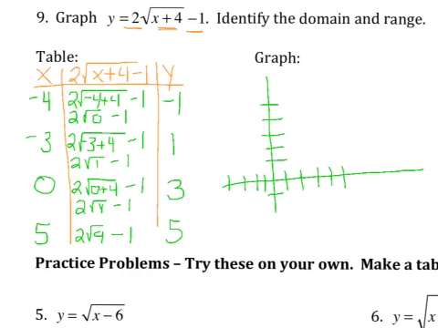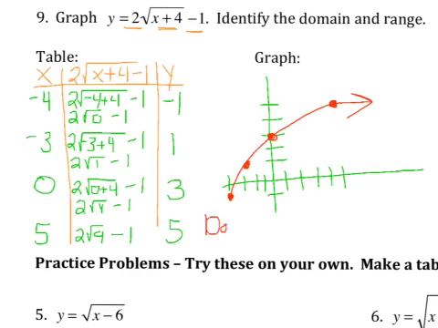So we have our first point at -4, -1. Our second point at -3, +1. Our next point at 0, 3. And our final point at 5, 5. So our square root function will look like that.